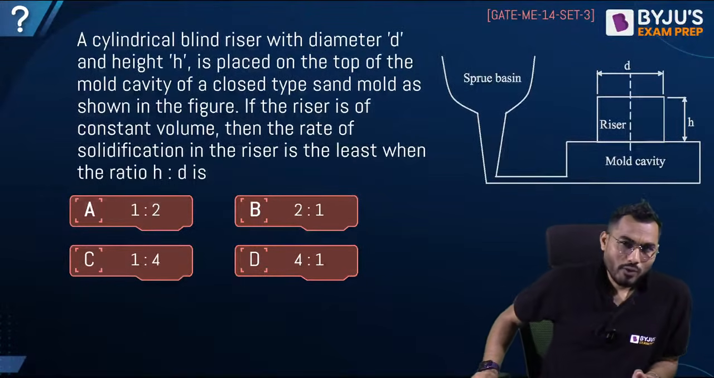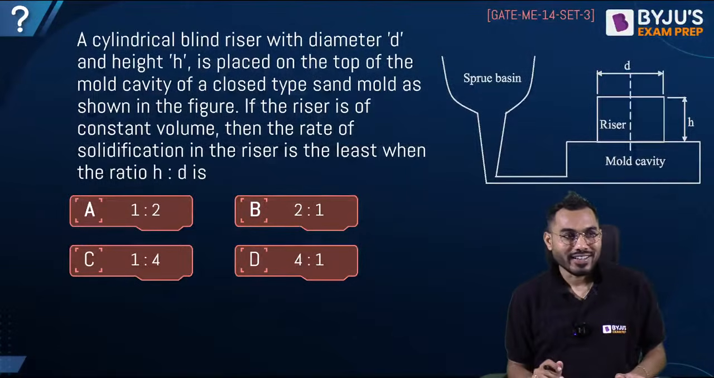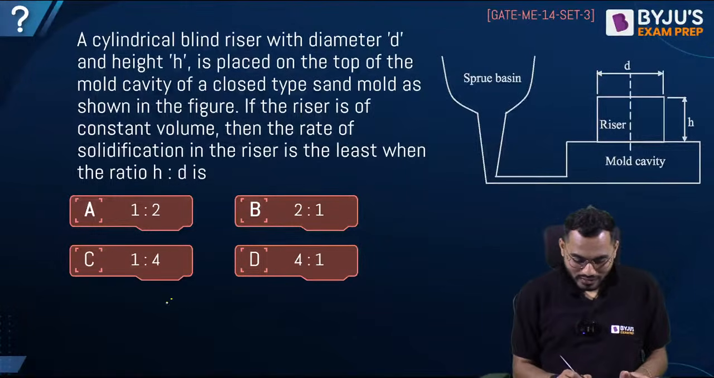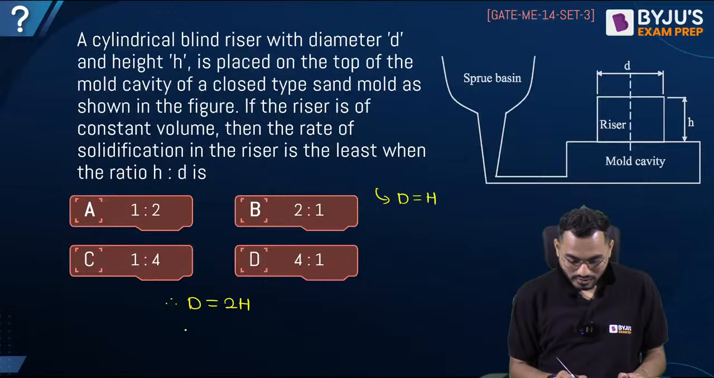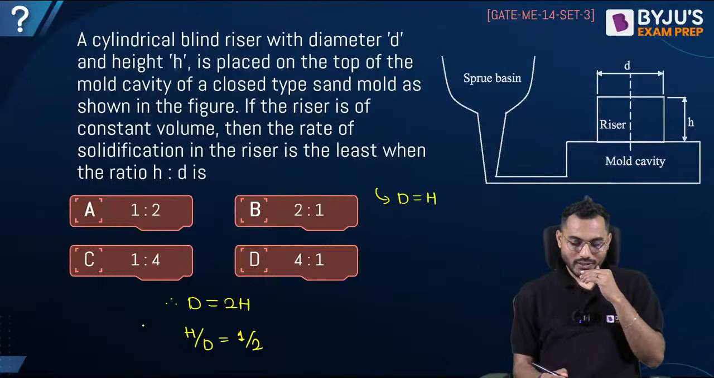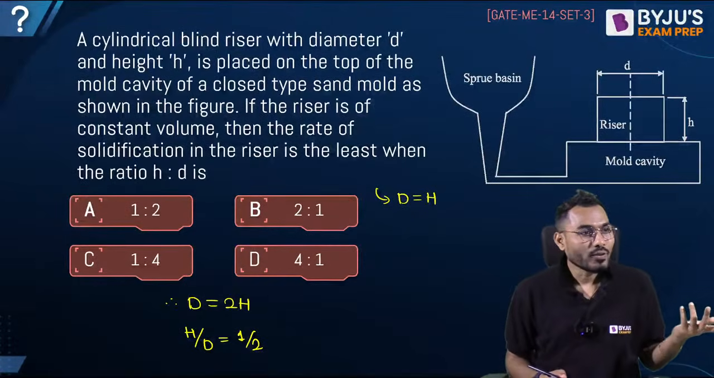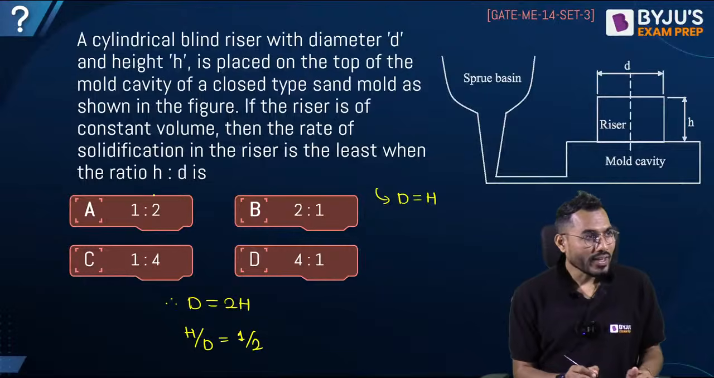We know that there are two types of cylindrical riser, top cylindrical riser and side cylindrical riser. For a top cylindrical riser, the diameter should be exactly 2 times the height, and for a side cylindrical riser, the diameter should be exactly equal to h. Therefore h by d is exactly equal to 1 by 2. The 2 will come to the left hand side, so h is equal to d by 2. The answer will be exactly 1 by 2. A is the correct answer.